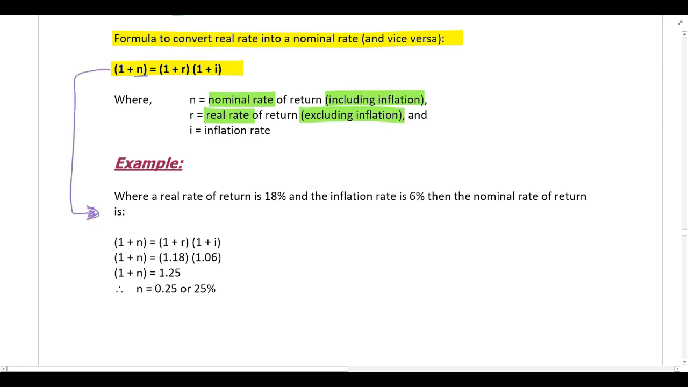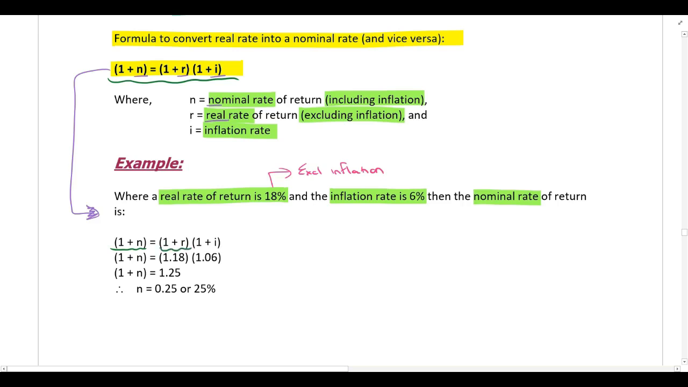So we already know that N is the nominal rate which has been adjusted for inflation. R is the real rate which does not include inflation. And please note I is just the inflation rate. So in the example below, I've told you that the real rate is 18%, so that excludes inflation. I then also tell you that the inflation rate is 6%, and you need to calculate the nominal rate. So using the formula above, we are trying to solve for the nominal rate. We don't know what that is. Our real rate is 18%.